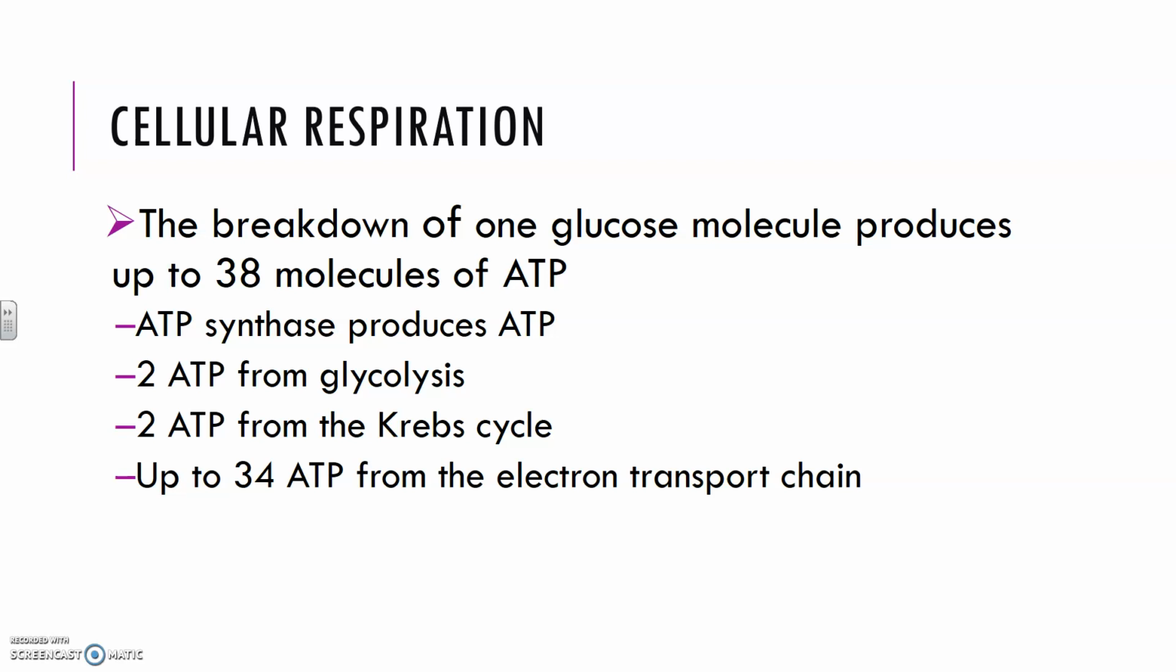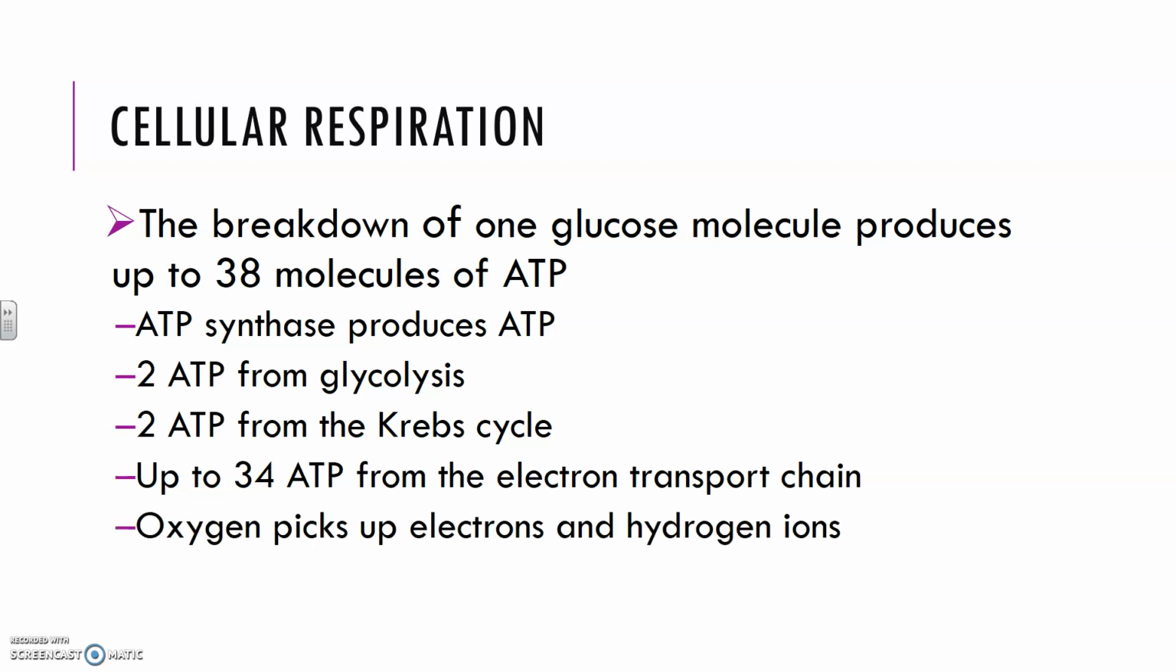Okay, 2 from glycolysis, 2 from the Krebs cycle, 34 from the electron transport chain. And then oxygen picks up the electrons and the hydrogen ions after they've been used and kind of ditches them outside the cell as water. And water is released as a waste product.